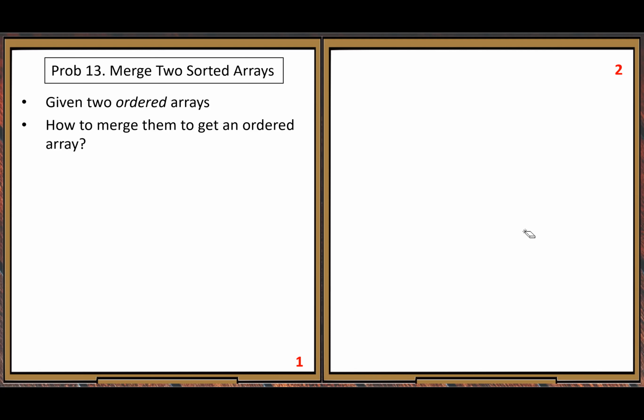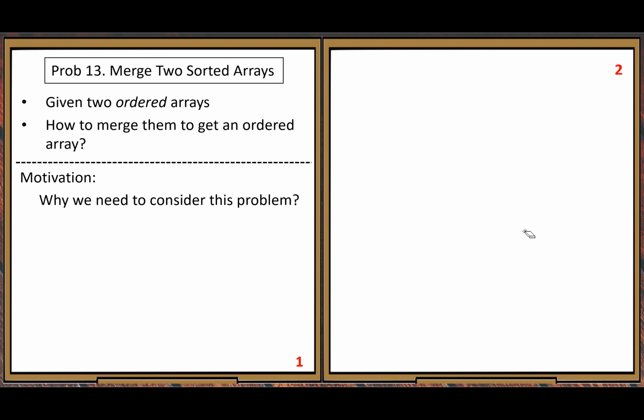It's not hard. First, it's not hard. Pretty simple. But before I go through the solution, let me give you the background, the motivation. Let me give you a special situation where we need to solve this problem. Why do we need to consider this problem?